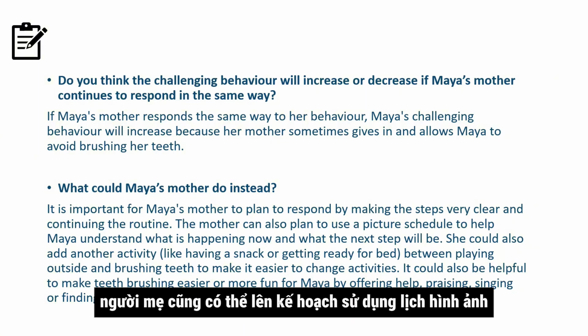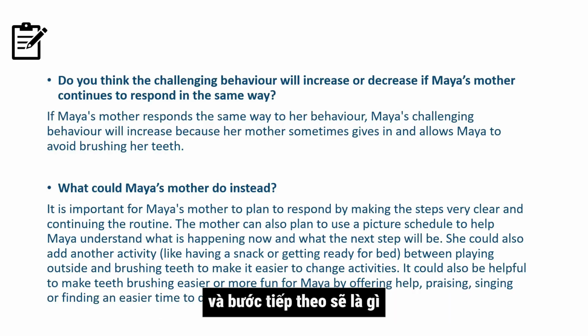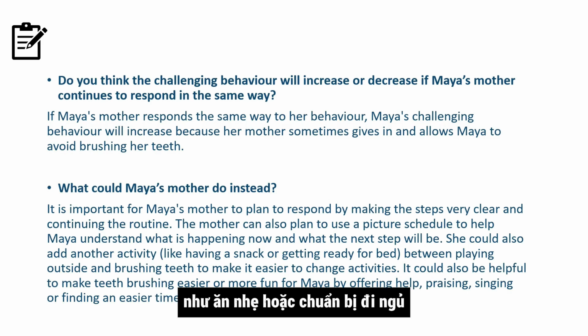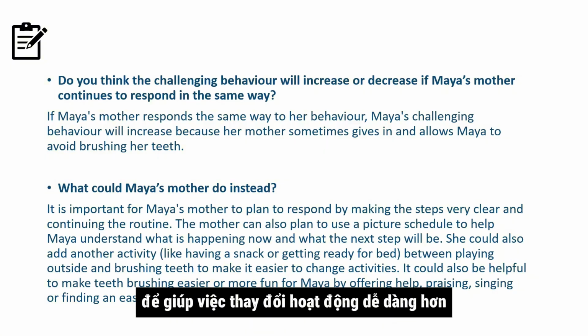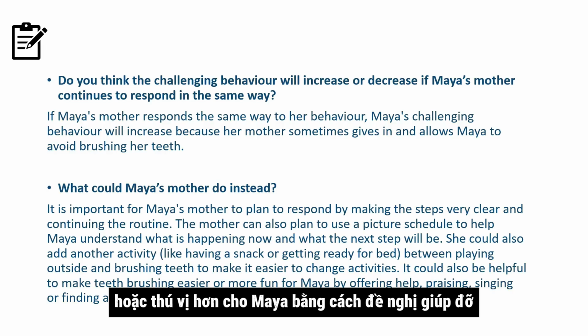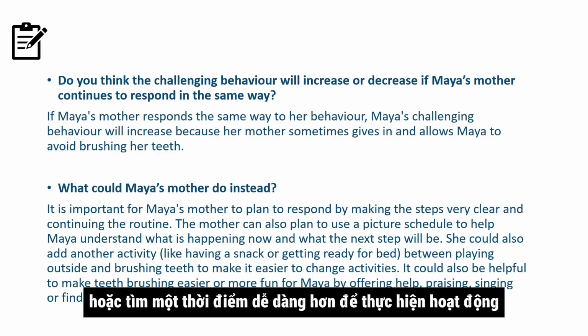The mother can also plan to use a picture schedule to help Maya understand what is happening now and what the next step will be. She could also add another activity, like having a snack or getting ready for bed, between playing outside and brushing teeth to make it easier to change activities. It could also be helpful to make teeth brushing easier or more fun for Maya by offering help, praising, singing, or finding an easier time to do the activity.